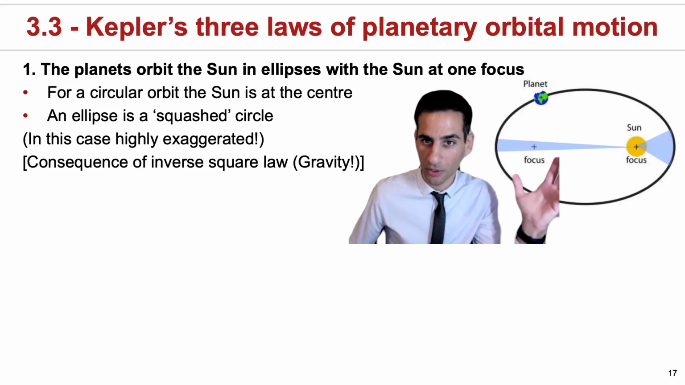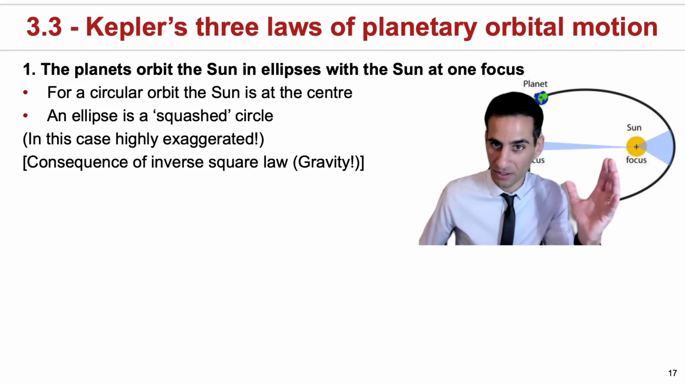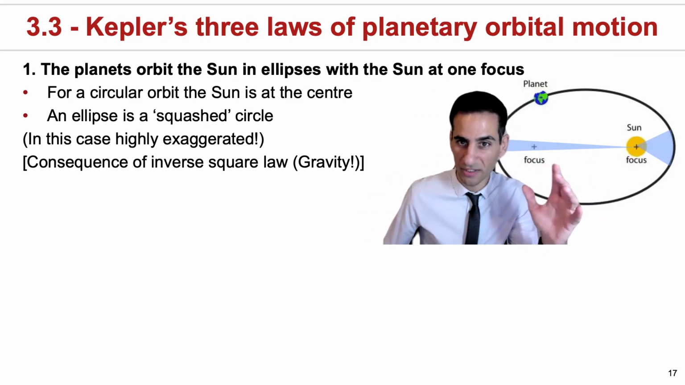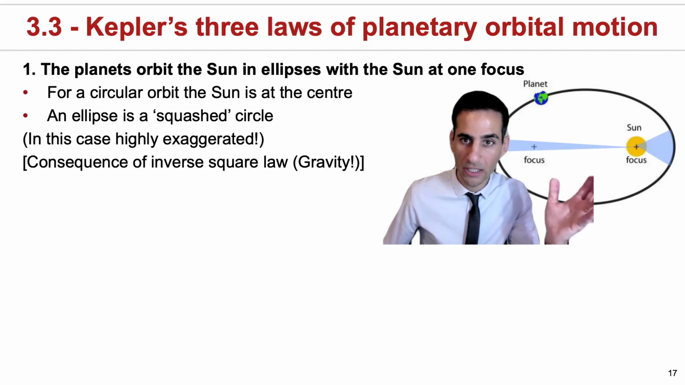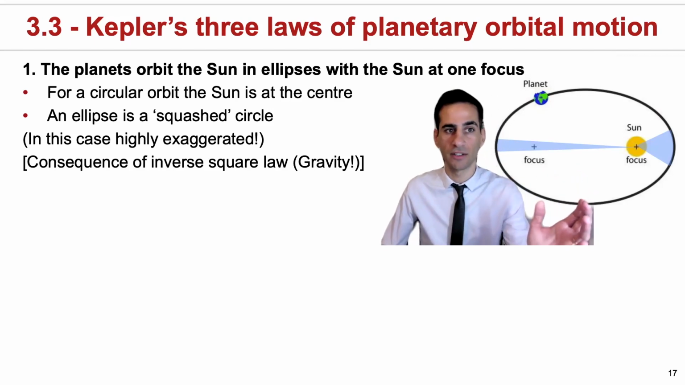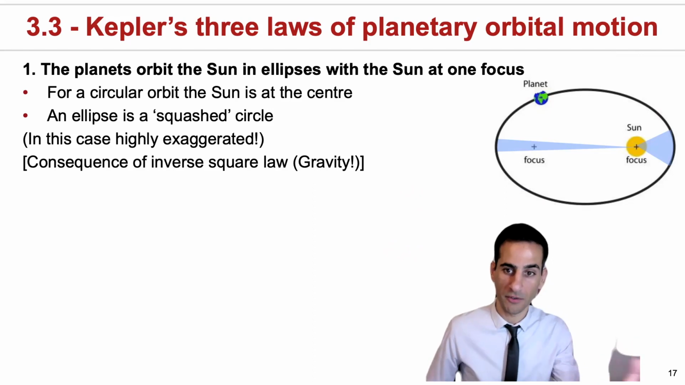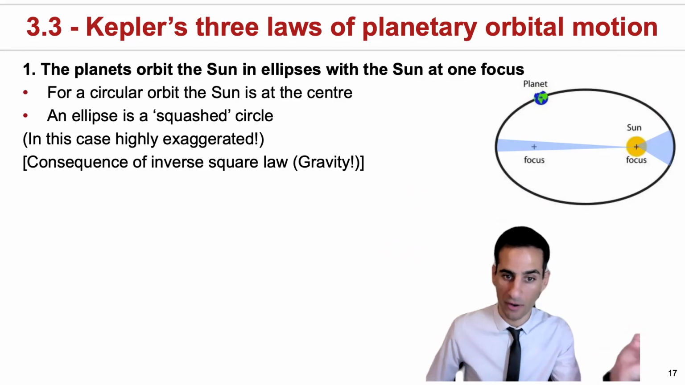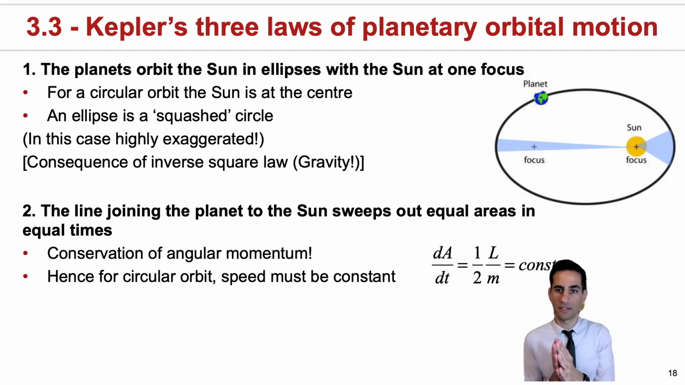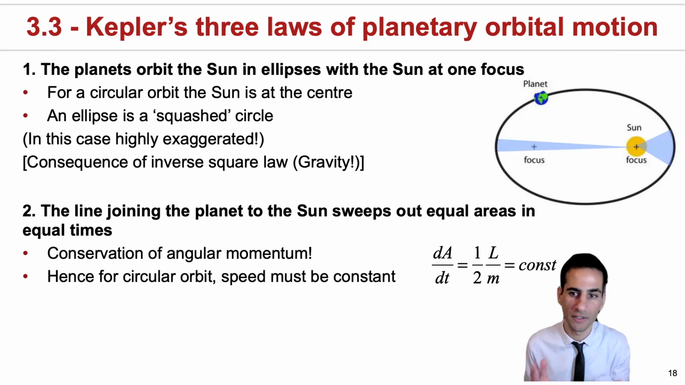And this is, of course, an exaggeration, the thing you can see here, because the Earth's orbit is almost a circle. It is important just to point out that Kepler's first law is just a consequence of gravity. Now, Kepler's second law is perhaps even more interesting from a physics point of view, because it is a statement of conservation of angular momentum.